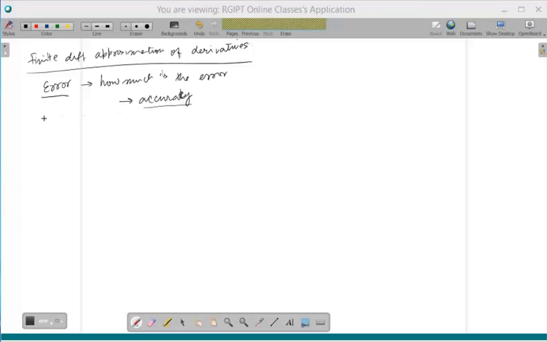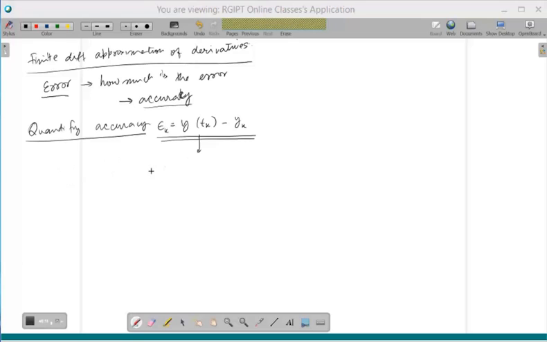Okay. So how do you quantify accuracy? Well, in this case, we are going to quantify it by just looking at the magnitude of epsilon k, which is what actually tells me the accuracy. So now let's look at this.